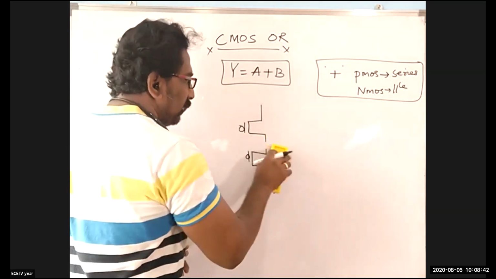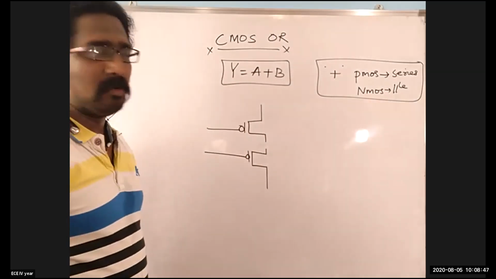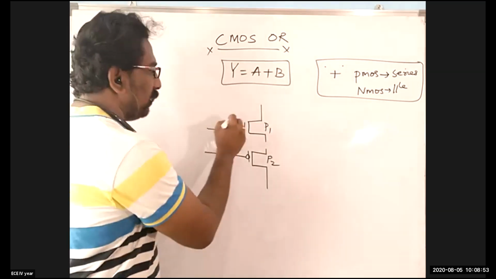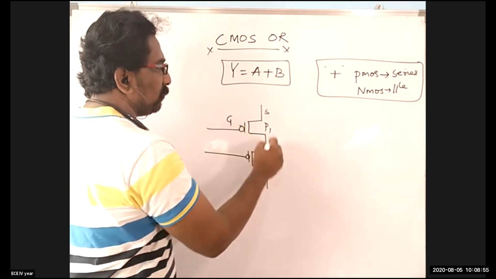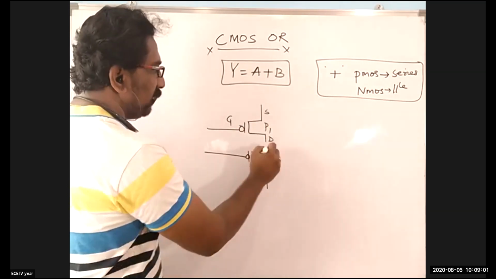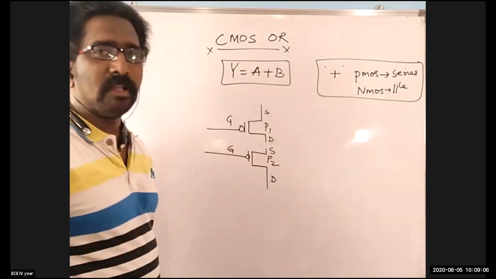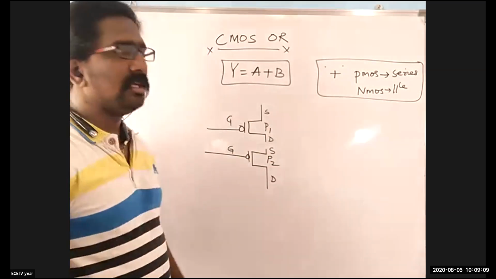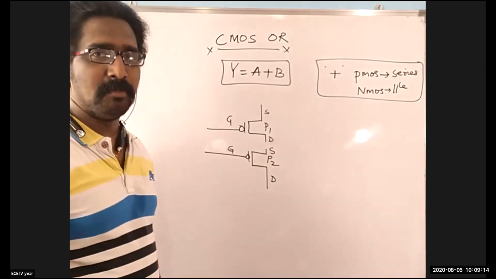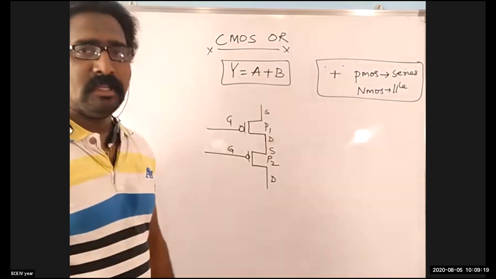Series means what? First, I'm drawing two PMOS separately. This is PMOS 1, denoted by P1, and PMOS 2, denoted by P2. This is the gate terminal of P1, source terminal of P1, and drain terminal of P1. In the same way, this is the source terminal, gate terminal, and drain terminal of P2. To make these two structures a series connection, I need to connect the drain of the first PMOS to the source of the second PMOS.